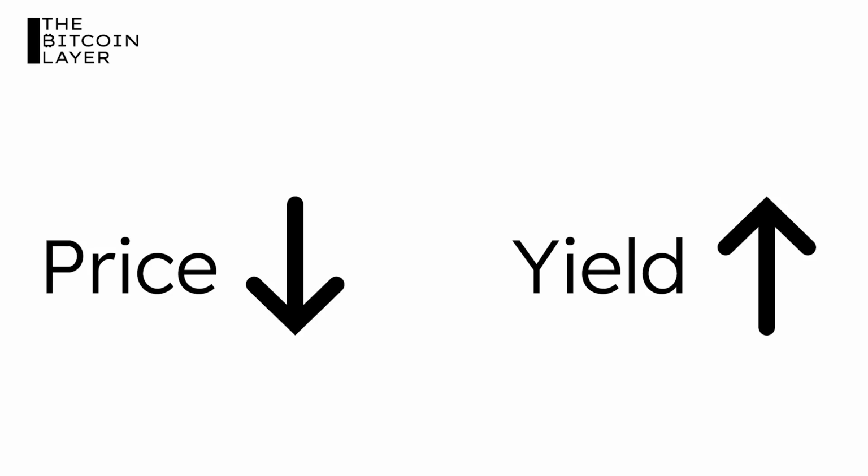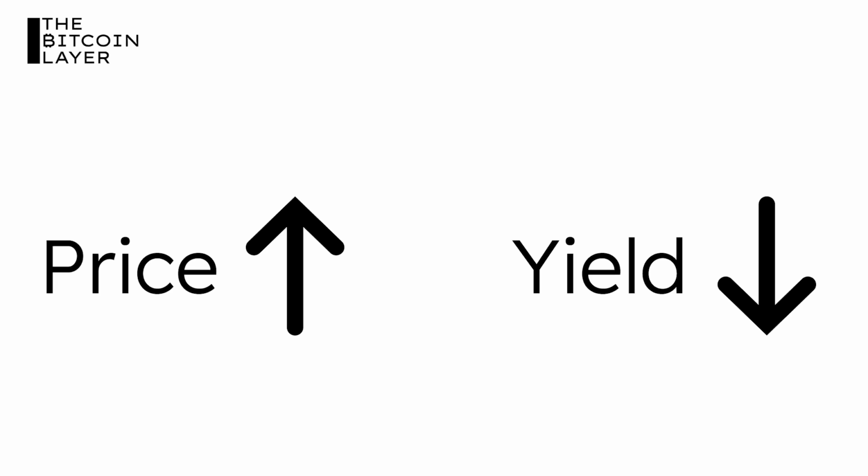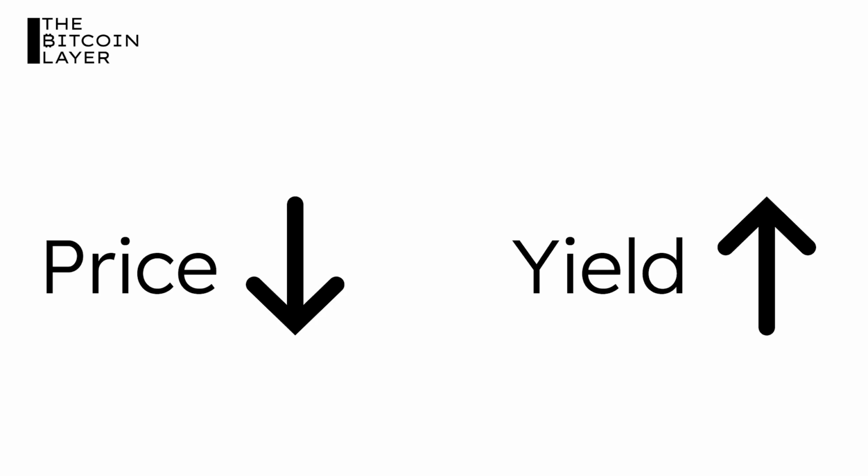Yields and prices move inversely. This is something I'm going to do an entire video on soon. But for now, just understand that bond prices and bond yields move inversely. So when rates go down, prices are going up. And when rates go up, prices are going down.